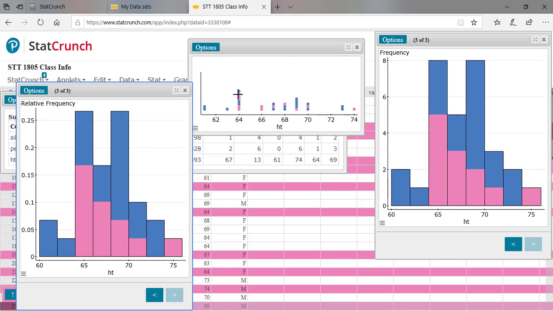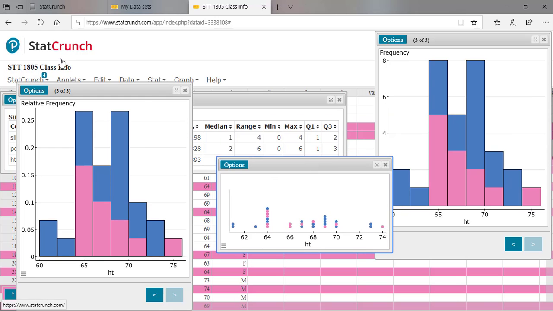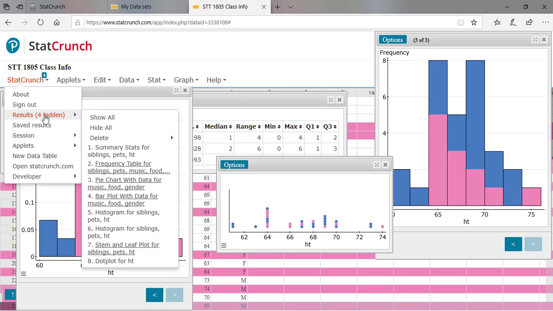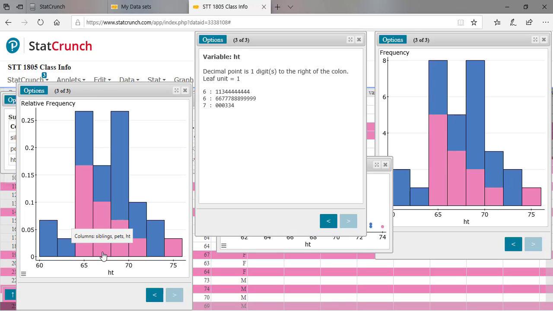Remember that stem and leaf? Do I still have that thing somewhere? Come back, stem and leaf, come back. Let's see. We're looking at height. Okay, good.